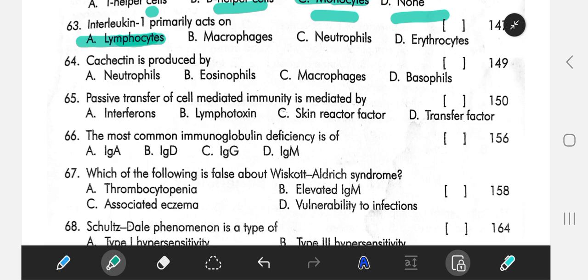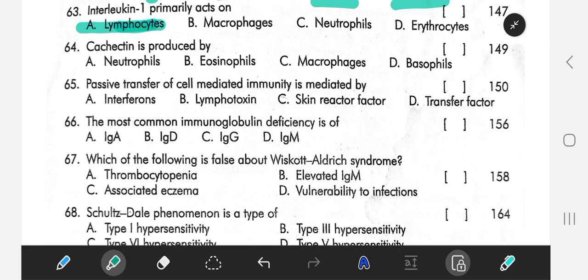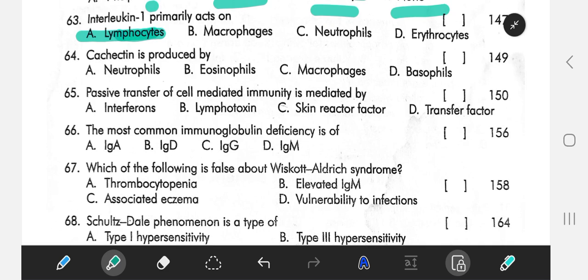Question number 64. Cachectin is produced by option A. Neutrophil, B. Eosinophils, C. Macrophages, D. Basophils. Macrophages. Answer will be macrophages.